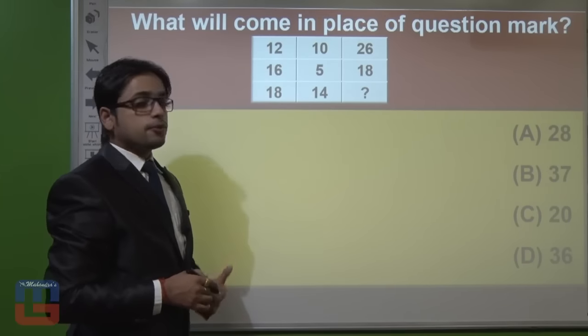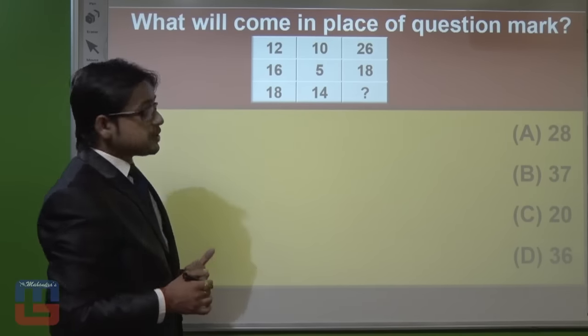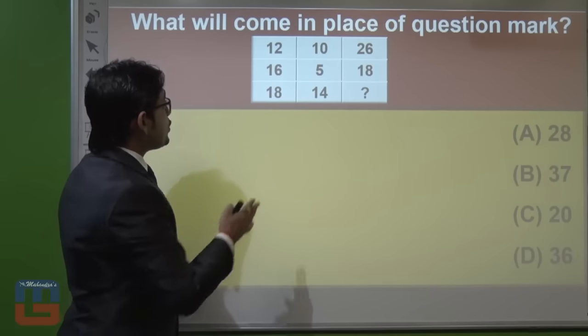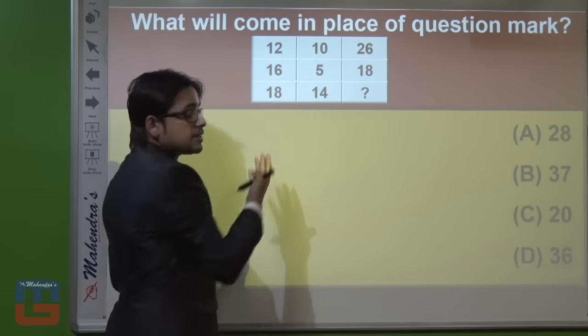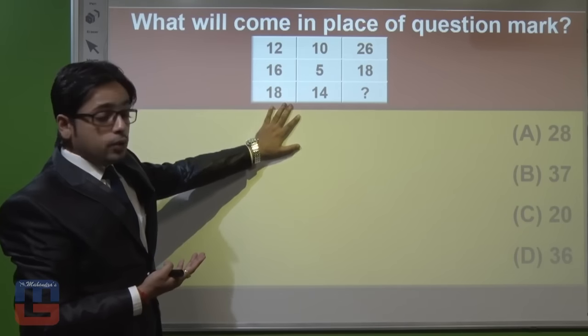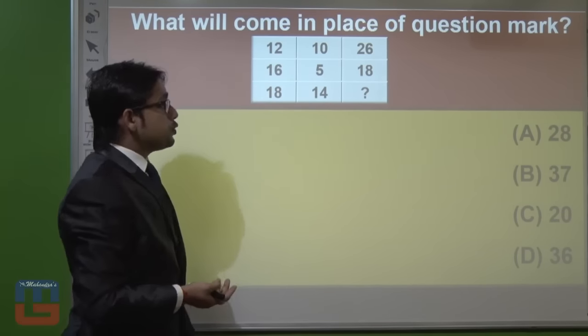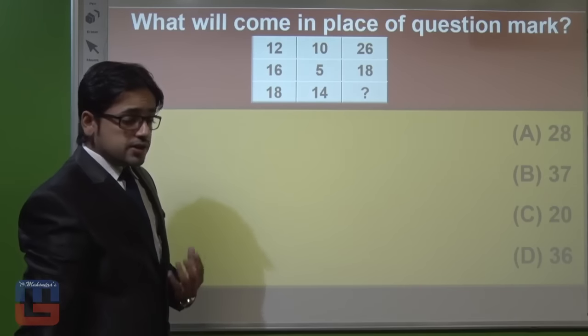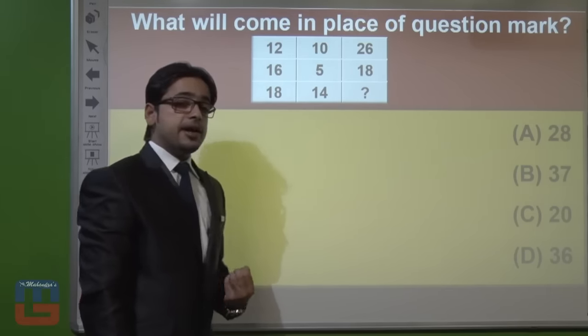What will come in place of the question mark? This is a question of numbers, a missing number. As you can see, there are 3 columns and 3 rows. First, try to solve the question. How can you solve it? The question is how you can analyze and react toward it.